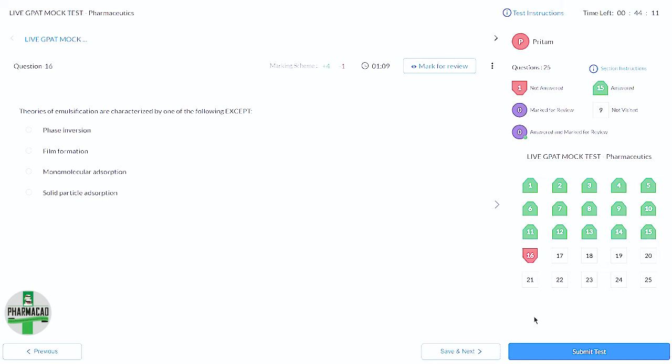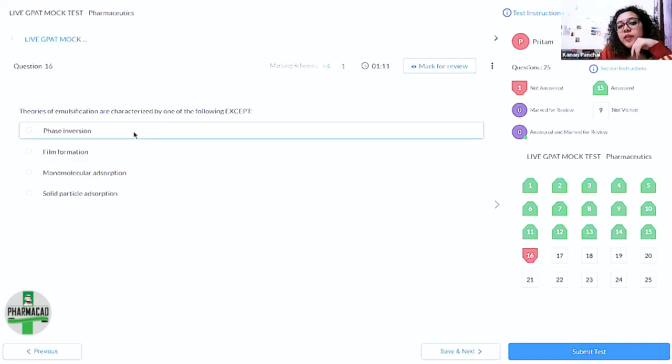Phase inversion. पूछ रहे हो कि बता रहे हो? नहीं बता रही हूँ मैम. Phase inversion. Correct. Phase inversion is not a theory of emulsification. It is a technique. It's one of the preparation techniques of emulsification.